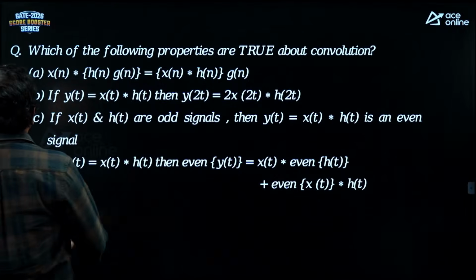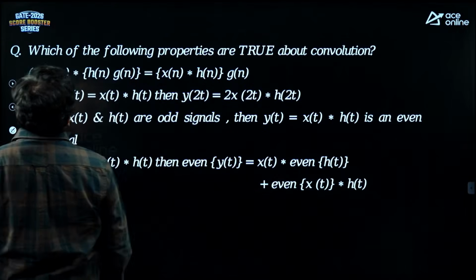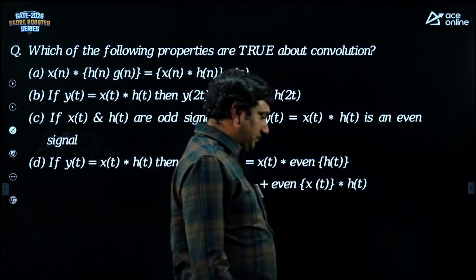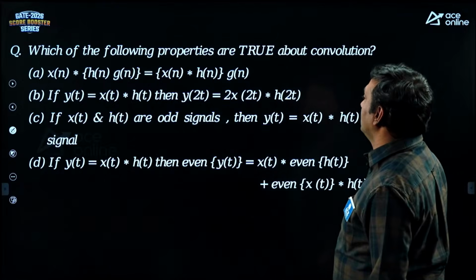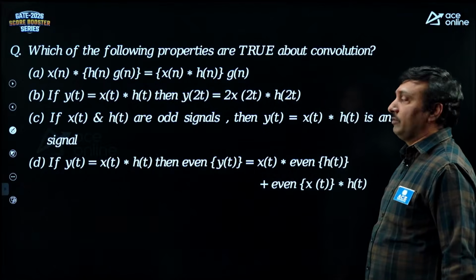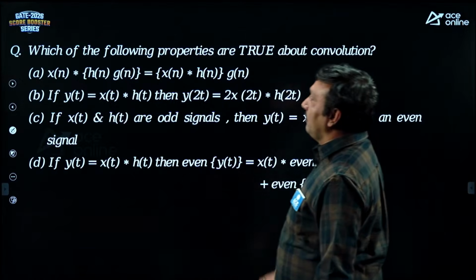Which of the following properties are true about convolution? Some properties are mentioned. Which of the given properties are true, that we have to check. Let us check one by one.